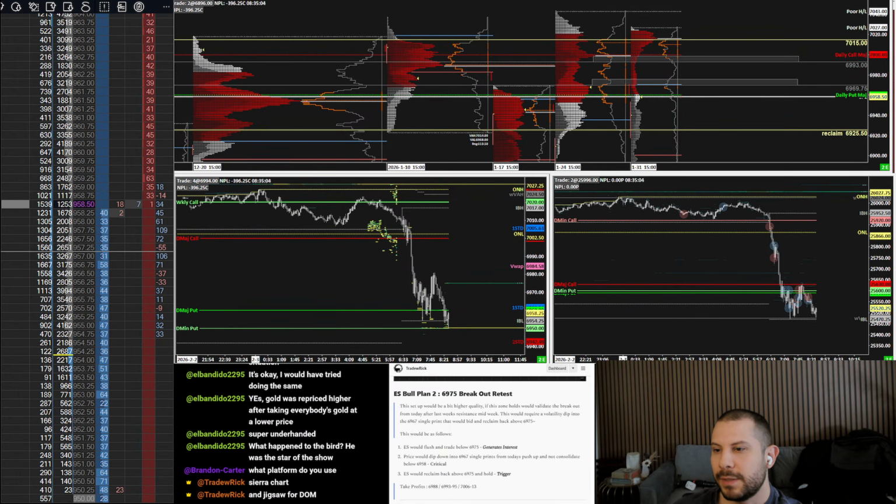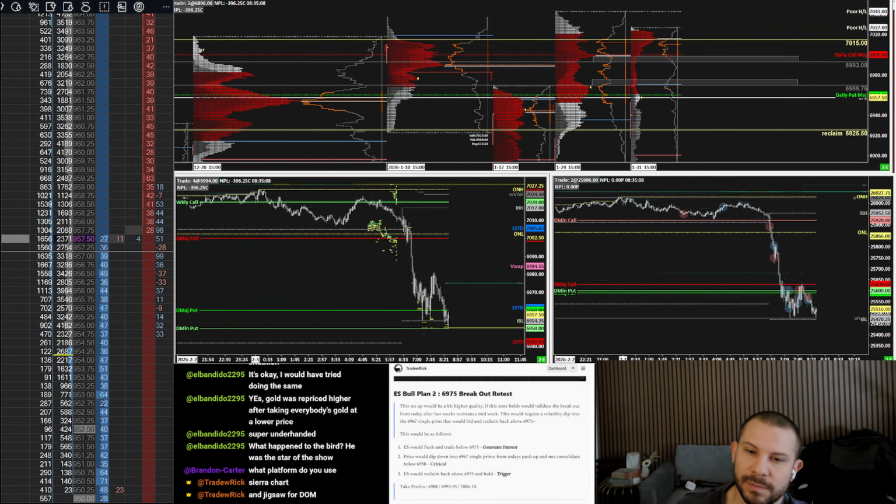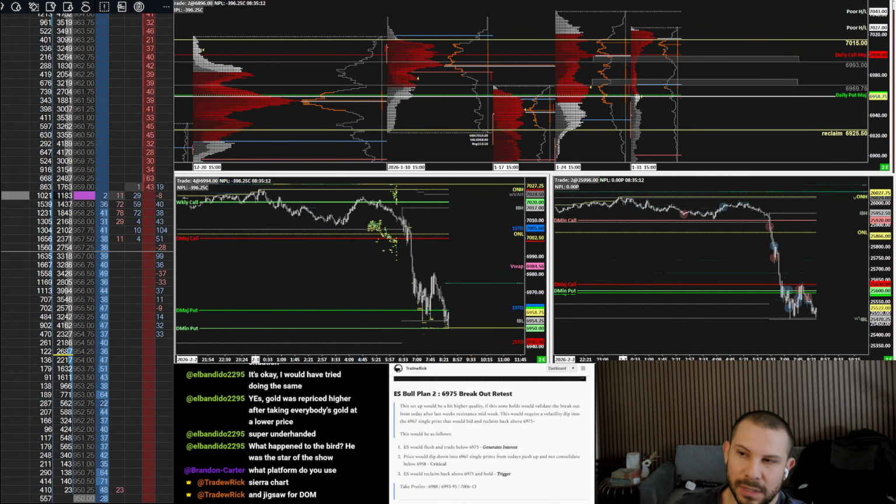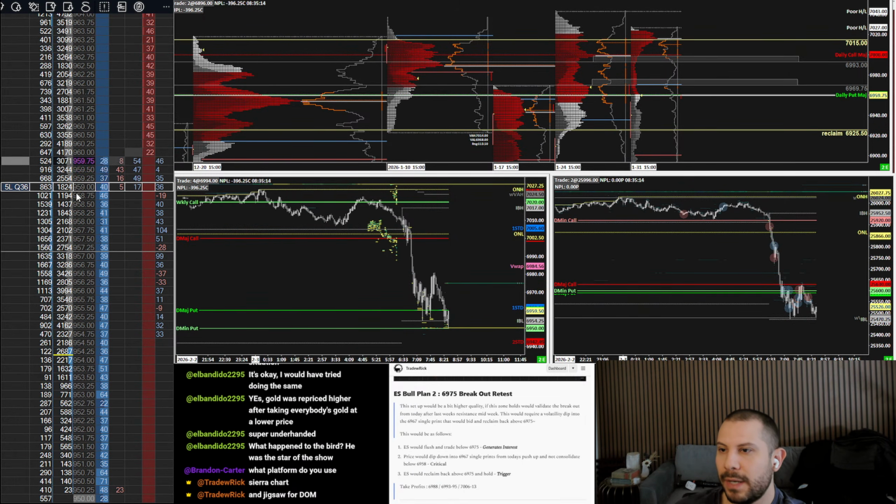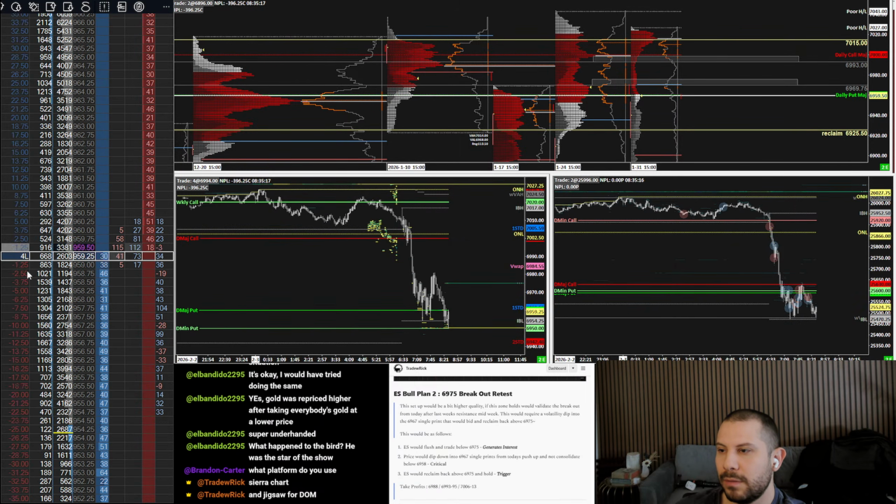Momentum's picking up here. See what I mean? Like the way the DOM was trading at the low, it just didn't scream sell. It's screaming reversal. It's very thin. Not a lot of interest to sell below the day's low.